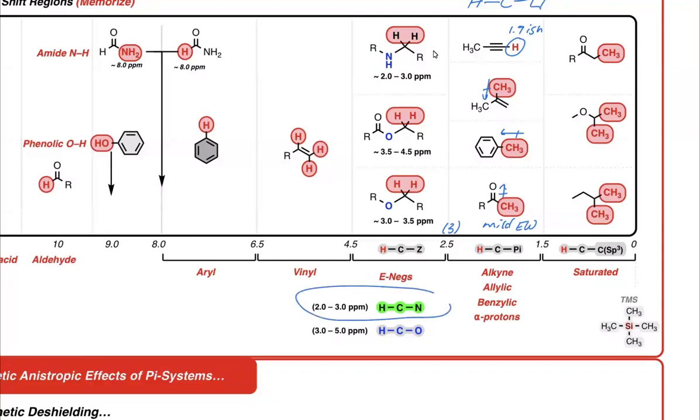A proton on a carbon bonded to nitrogen would shift the signal 2 to 3, and then the oxygen would shift that proton 3 to 5. And the reason for that being that oxygen is more electronegative and nitrogen is less electronegative. At UNC specifically, professors love this distinction of proton on a carbon bonded to nitrogen versus proton on a carbon bonded to oxygen. So we want to know those chemical shifts for sure, and we'll practice that later on when we look at spectrums.